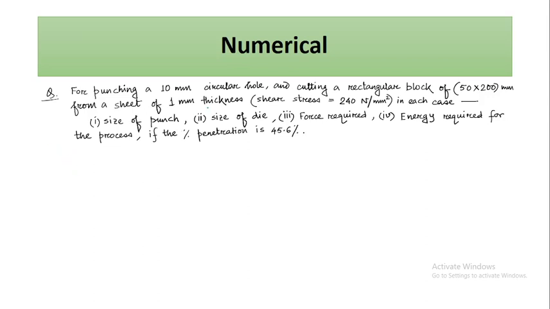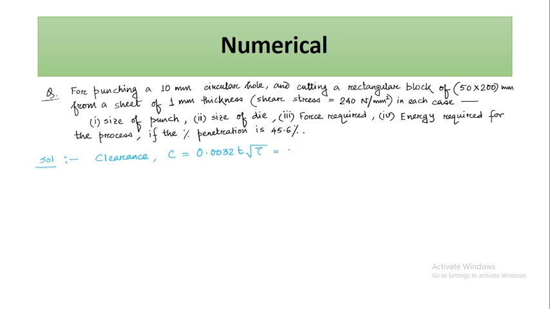In this problem, clearance is not mentioned clearly. It is given, the thickness is given and the shear stress is given. So we can find out the clearance from that formula. At first we will find out the clearance. The formula is clearance C equals 0.0032 into T, thickness, into root over the shear stress.